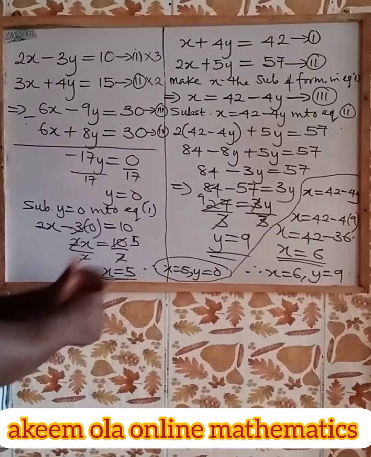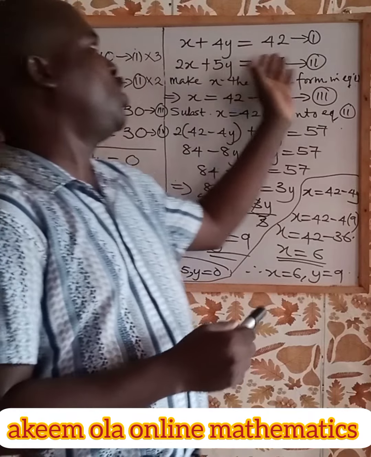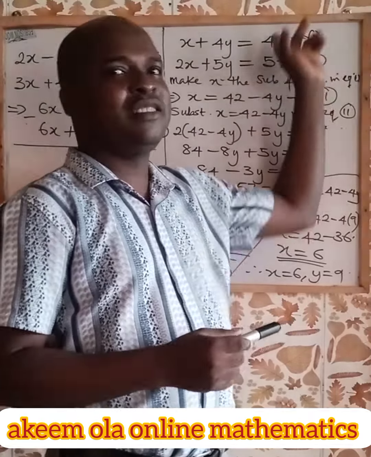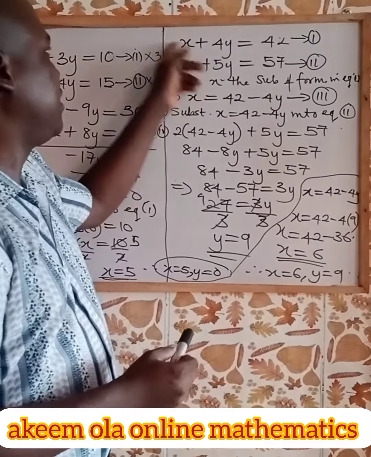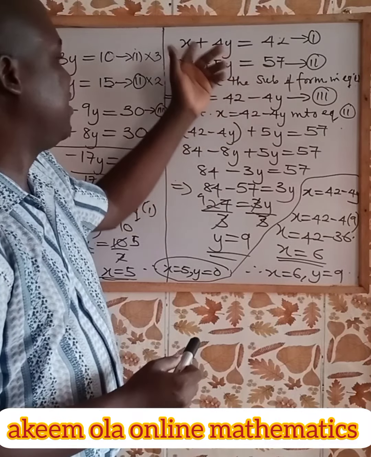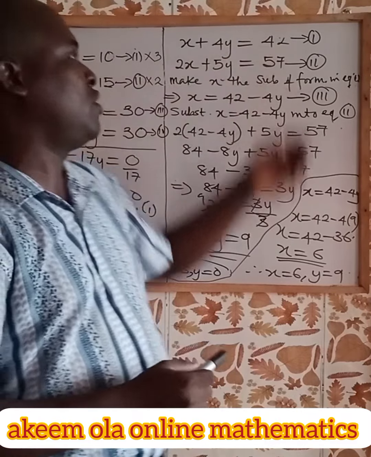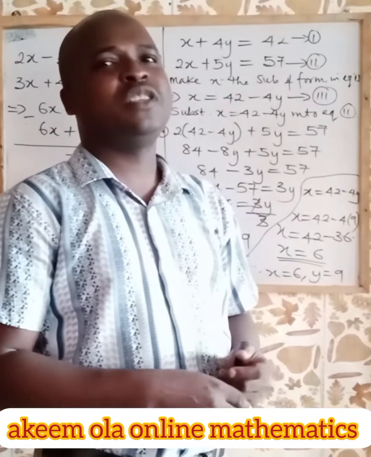You can substitute their values into the two equations. You will of course get this. X is 6. I have 6 plus 4 times 9, 36. 6 plus 36 will give us 42. You can try it for the second one.